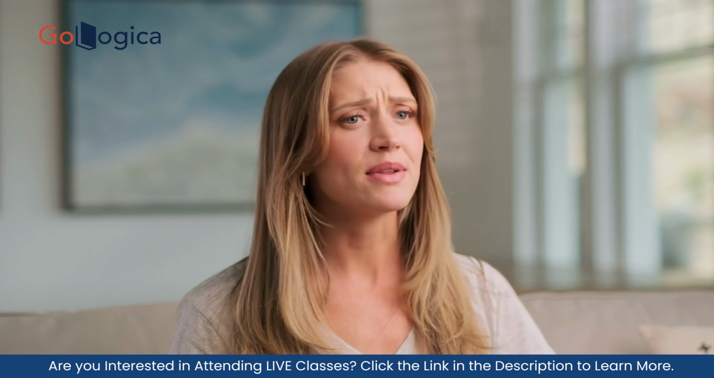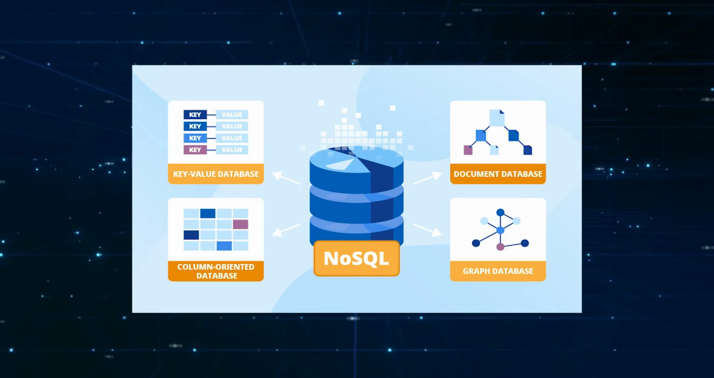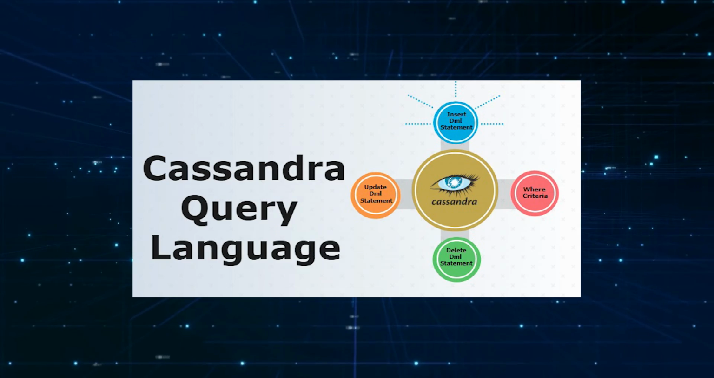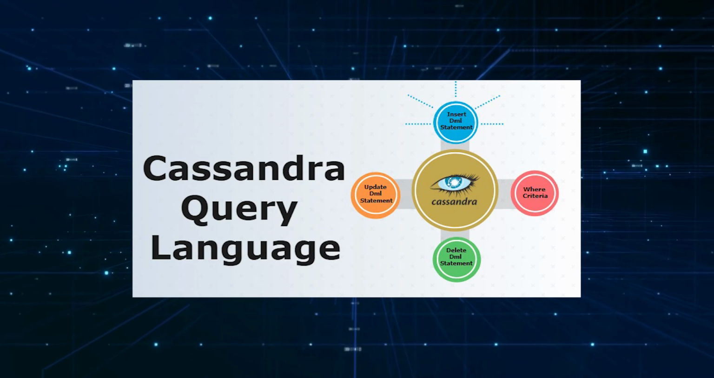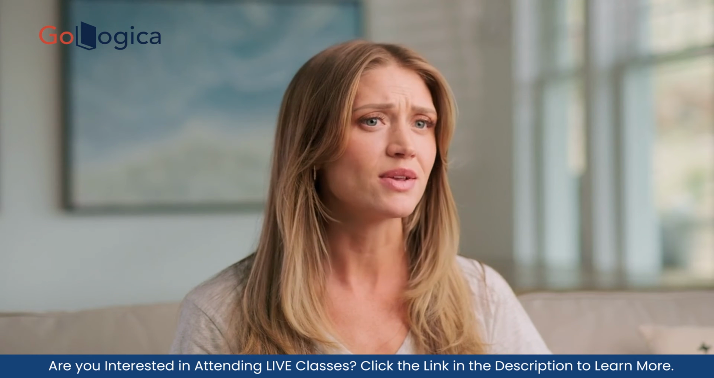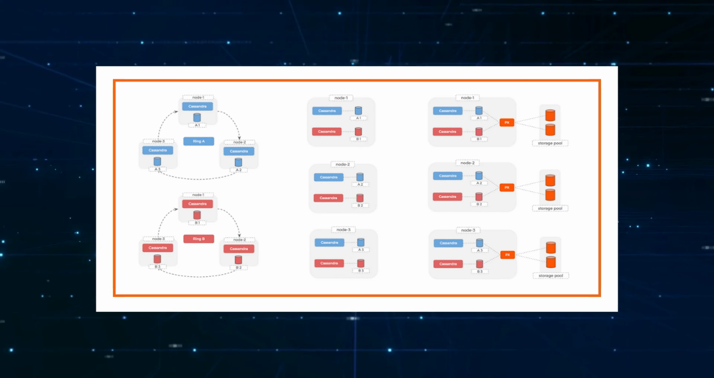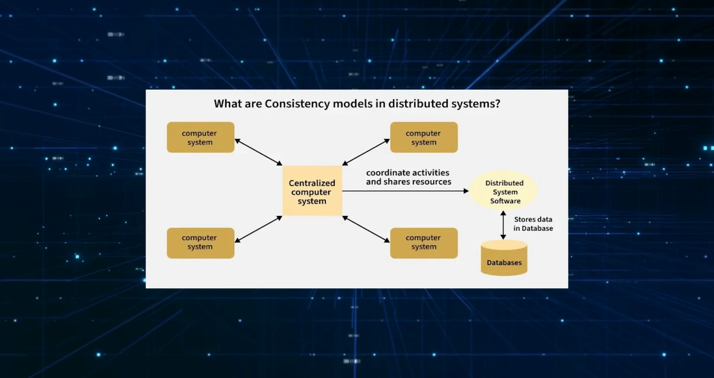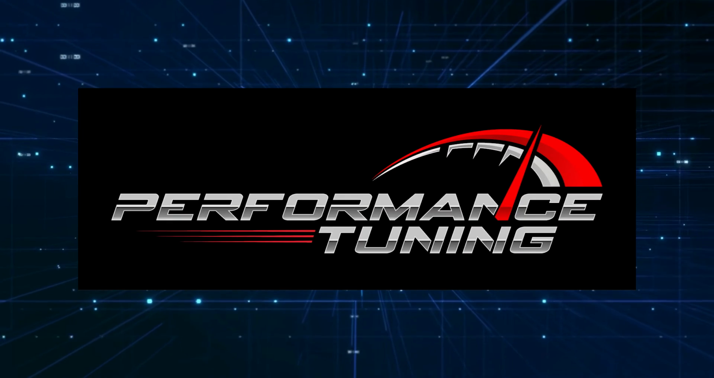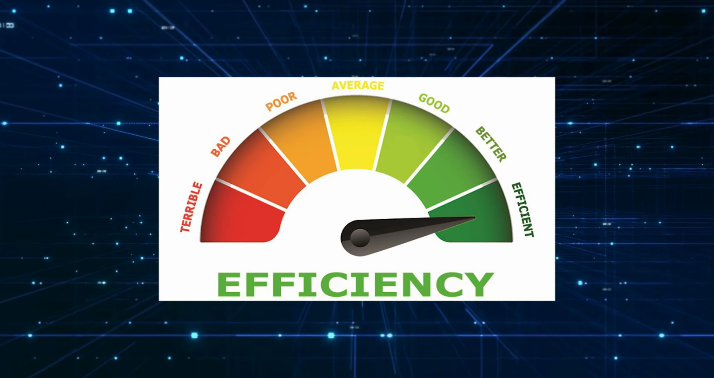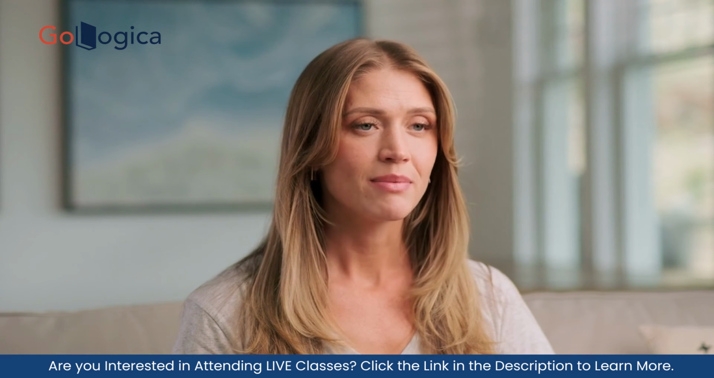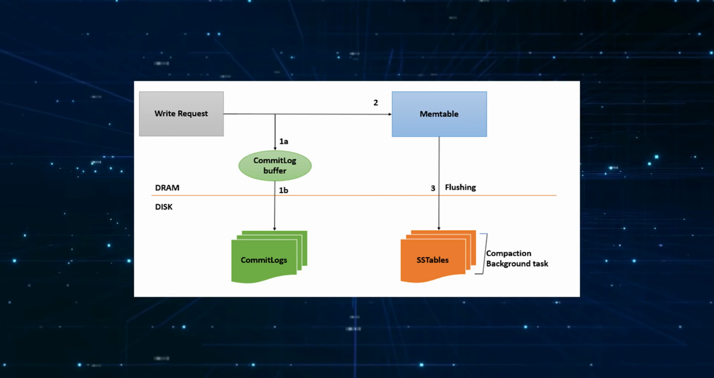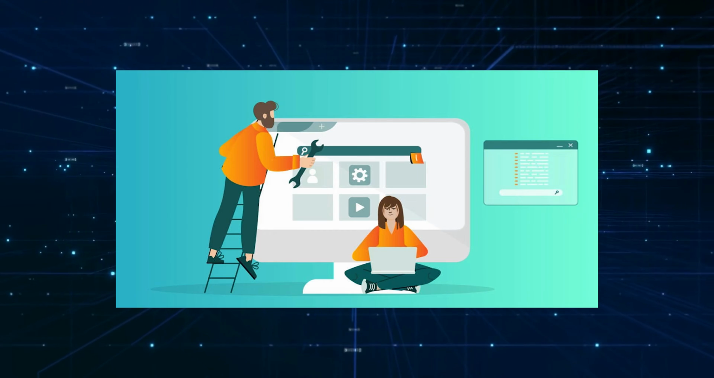At the beginner level, students will be introduced to NoSQL databases, the core concepts of Apache Cassandra, and the Cassandra Query Language, CQL. The intermediate level focuses on setting up and configuring multi-node Cassandra clusters, understanding replication and consistency models, and tuning performance for optimal efficiency. The advanced level delves deep into the internals of Cassandra, including its storage engine, compaction strategies, and advanced troubleshooting techniques.